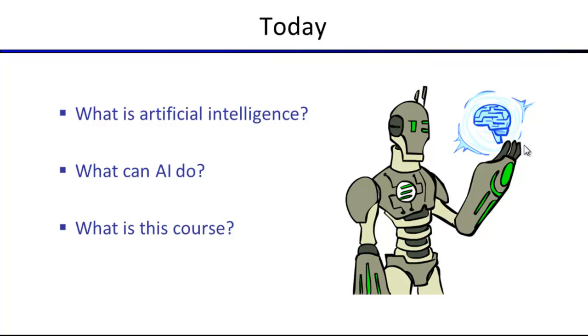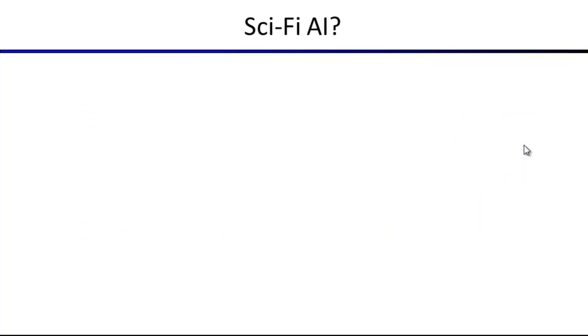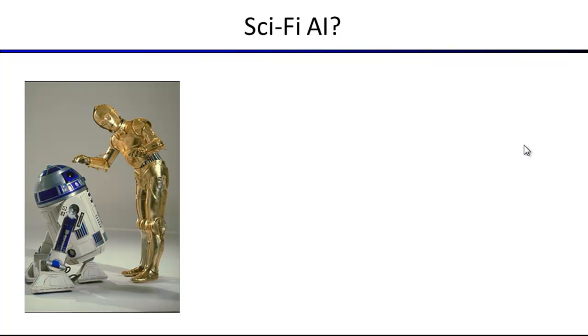All right, then let's talk about what the class is about. What is artificial intelligence? What can it do for us, in general for other people maybe? And what is this course? So let's start with the science fiction story. Let's look at what Hollywood has made for us.